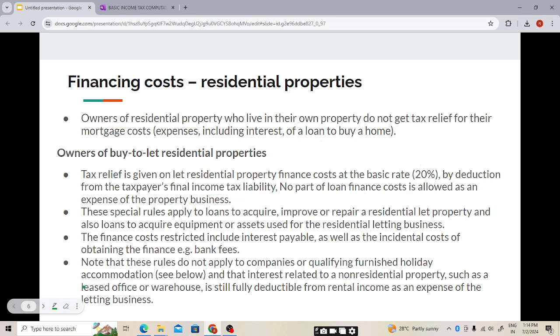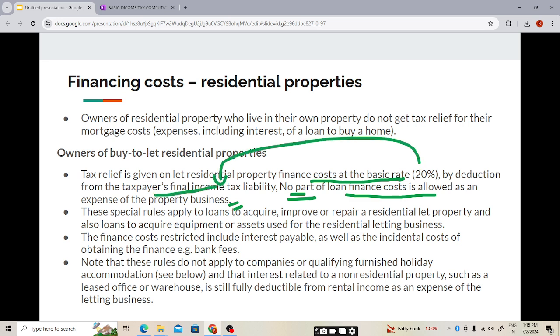We will get the tax relief at the basic rate, and no part of the finance cost is an allowed expense for the property business. The finance cost will not be reduced from the property income; rather we will get a tax relief. At what rate? 20%. How will you take the 20%? This 20% will be reduced from the taxpayer's final income tax liability. Clear with this?